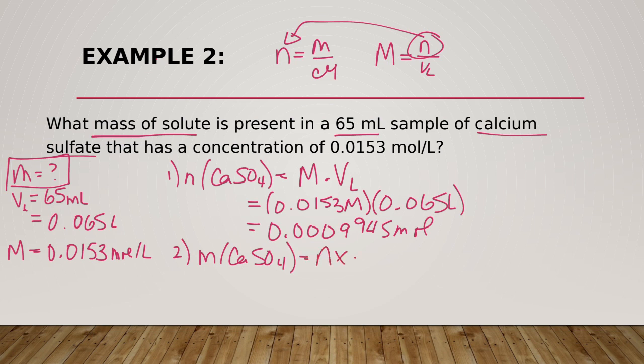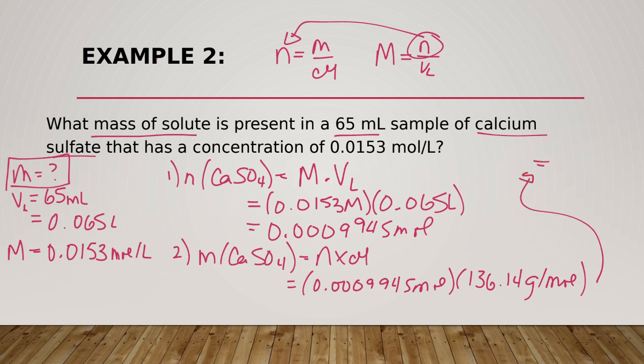We'll take moles times the molar mass. So 0.0009945 mole, and then calculate the molar mass of calcium sulfate. I got 136.14 grams per mole. And then I get an answer of 0.14 grams, rounded to two significant figures. So again, just bringing in a new mole formula, but still going back and using those original mole formulas that we learned back in Unit 3.